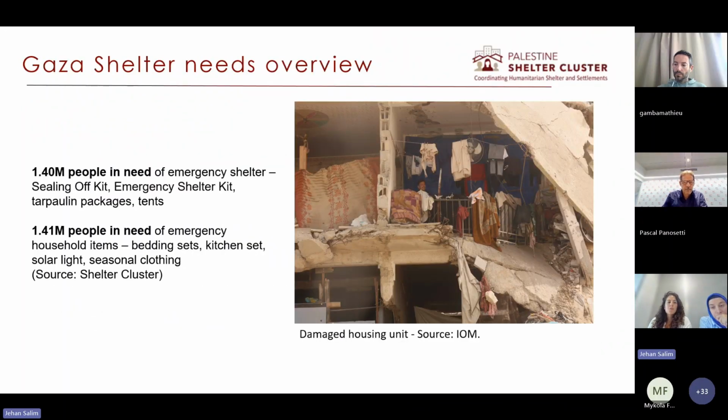The needs overview, based on the IOM calculations we've recently done also for the flash appeal, is 1.4 million people in need of shelter and NFI items. This is just to give an overview of the numbers we have right now.